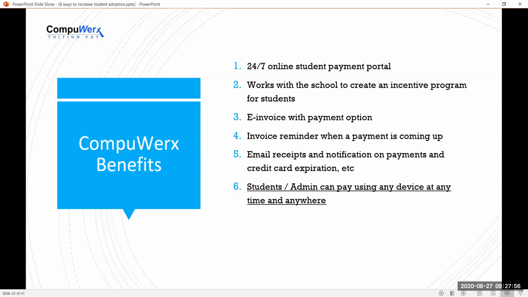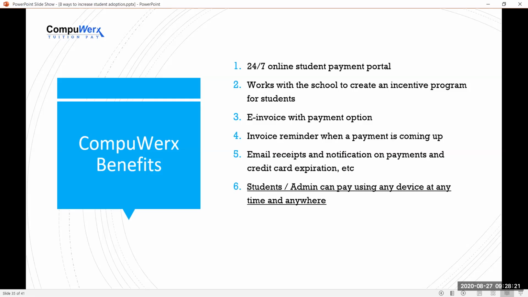What are the benefits of the auto payment with AutoPay? A 24/7 online student payment portal that your student will be able to access 24/7 through their mobile device or any device they choose, anywhere in the world that they can make the payment.